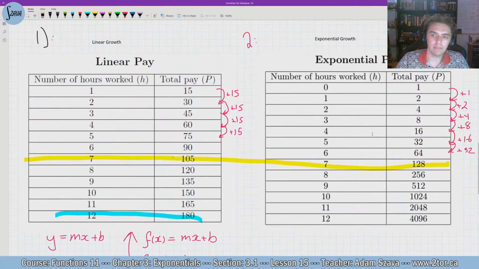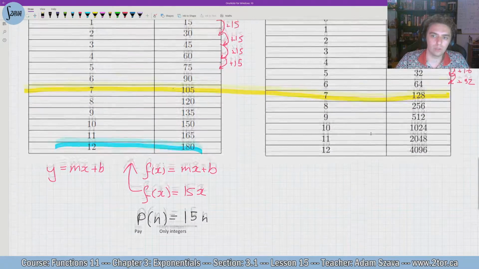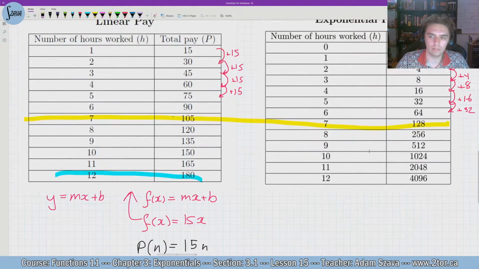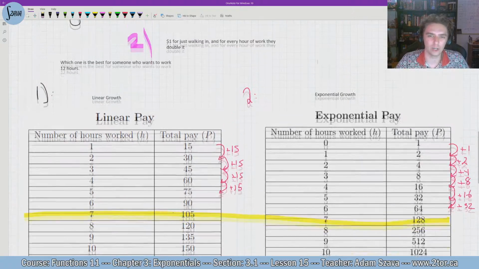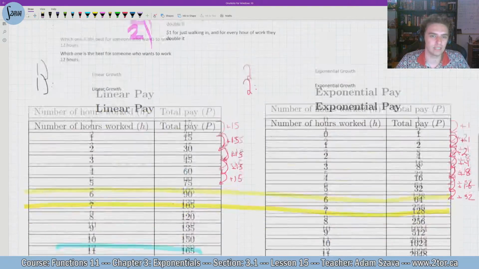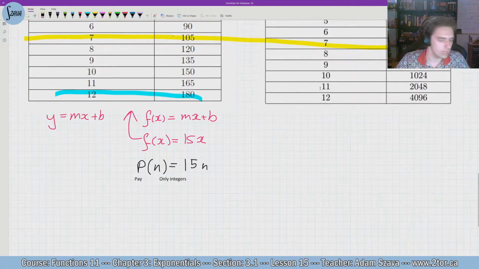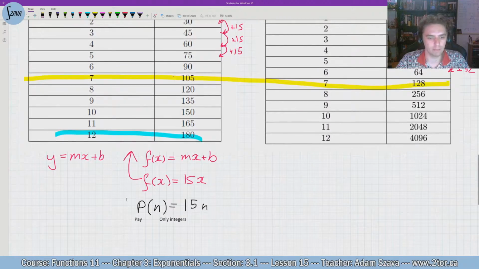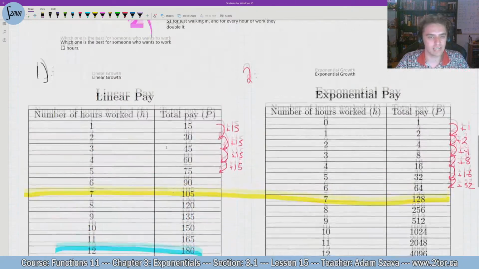And that's going to be the same thing here for exponential pay. We're only going to know what's happening if you work a whole number of hours. We don't know what it means to work an hour and a half yet. Well, we know what it means, but we don't know what kind of pay you're going to get in terms of this payment plan. They didn't talk about that. So here we have this equation, p of n equals 15n. That works for this one.